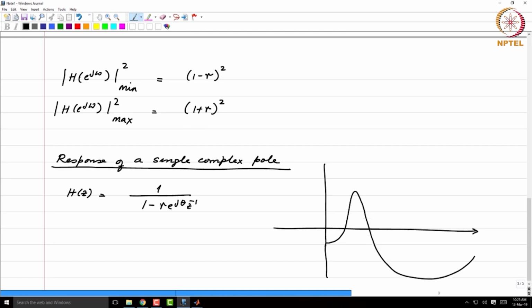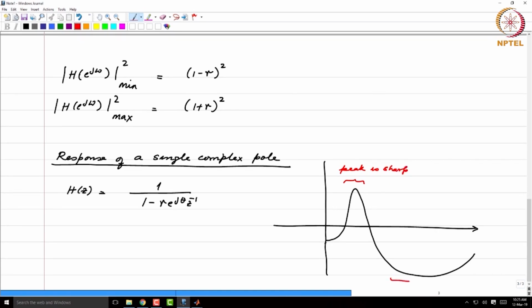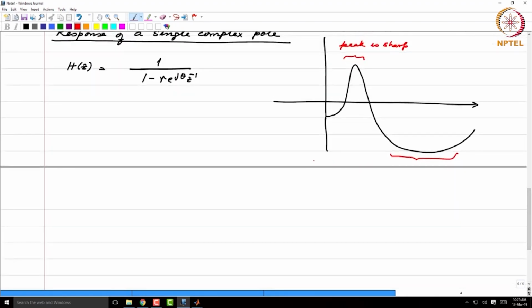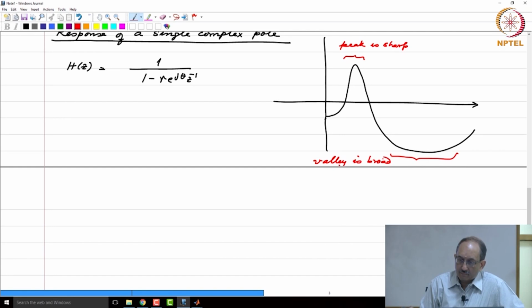So this is how the picture will be, and what was the valley before has now become the peak. So now this becomes the peak and is sharp, and this valley is broad. And for the same parameters, if I plot in MATLAB, the response will be just the previous plot, but for a minus sign.